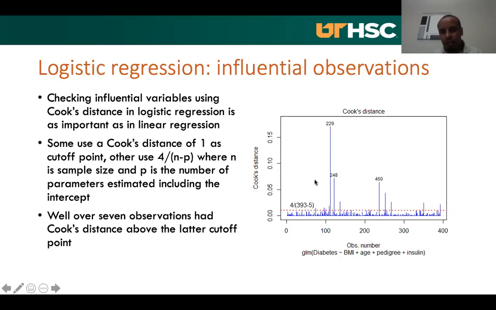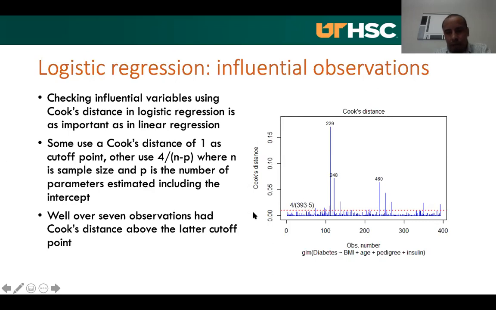In this case, we look at the association between BMI, age of the patient, the pedigree function, the blood insulin level, and the risk of diabetes. There is no Cook's distance which is greater than 1, but looking at the latter criterion, 4 divided by the sample size, in our case, after removing those with missing values, we have a sample size of about 393.